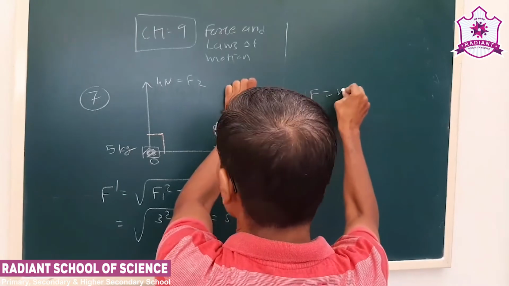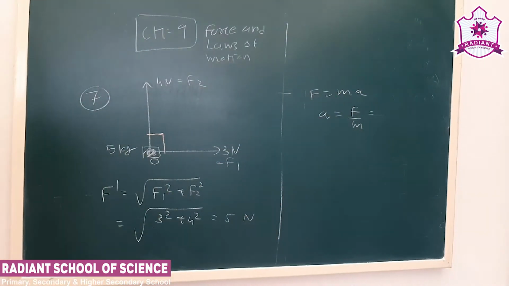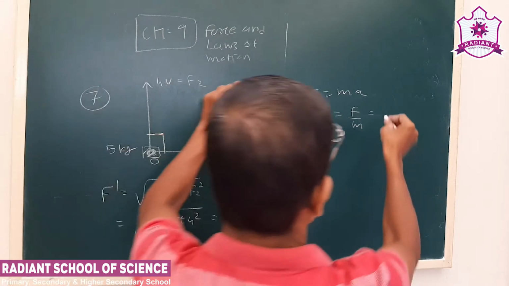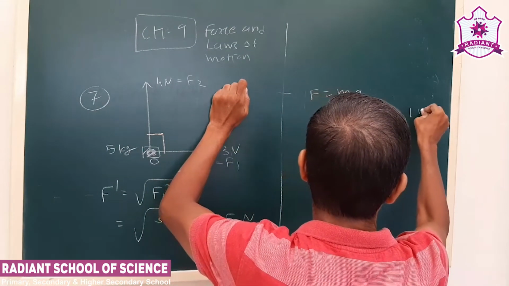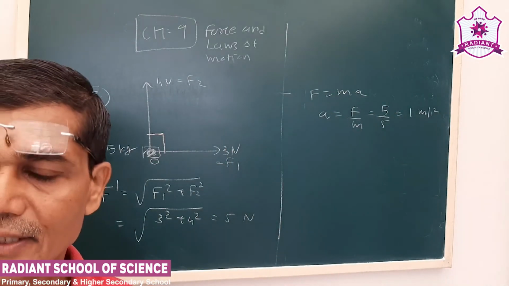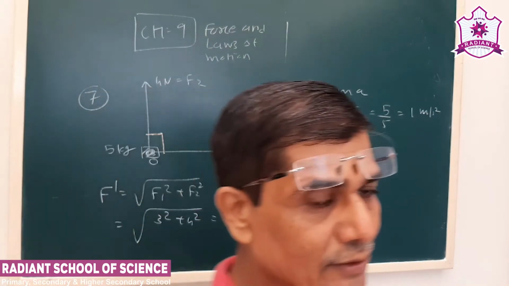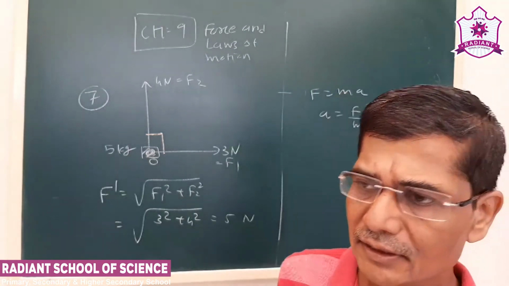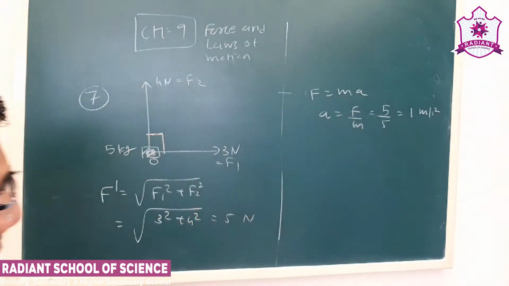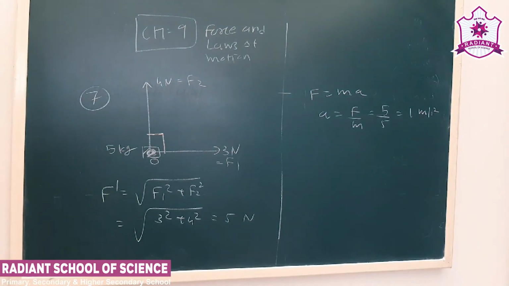Now we use the equation F is equal to ma. A is F upon m. The resultant force is 5 Newton. Mass is also 5. So the acceleration produced is 1 meter per second squared. What do we see from this? When more than one force acts on a body, first we have to find out the resultant force, then we have to use our equation F is equal to ma. So this is how we have to solve when more than one force acts on a body.